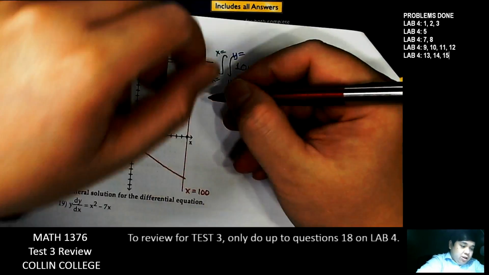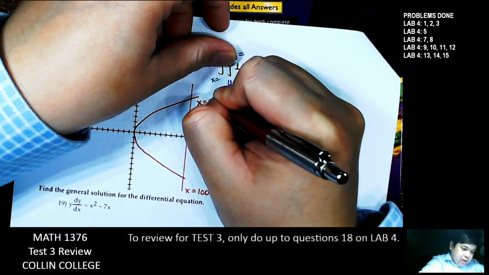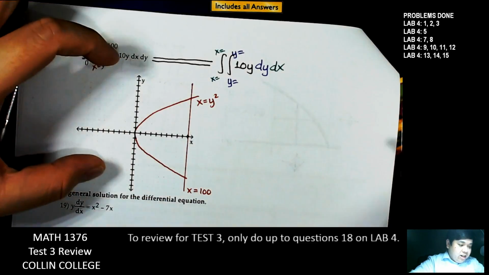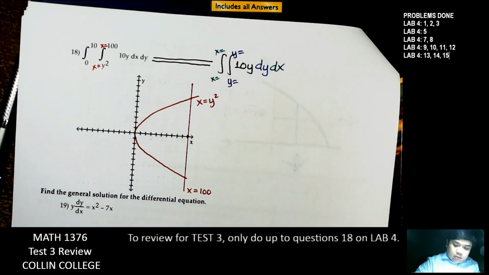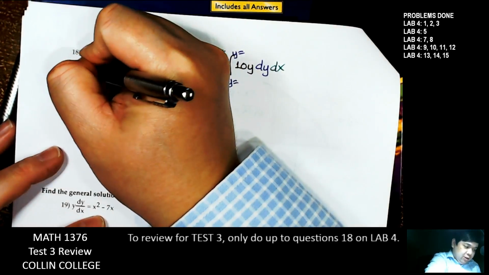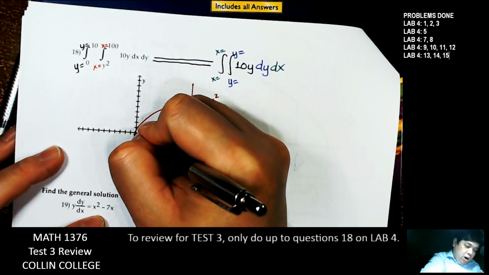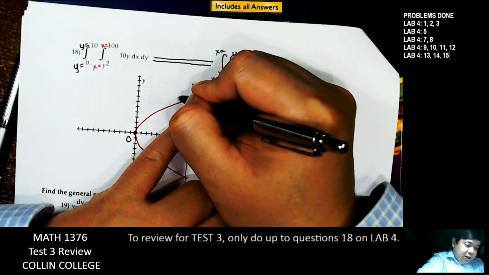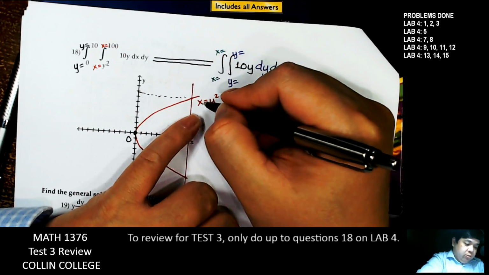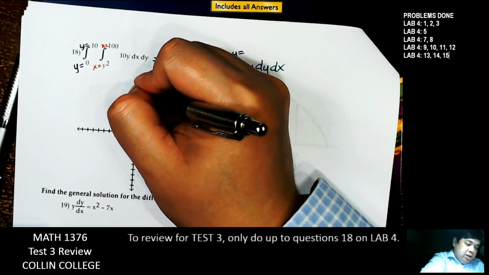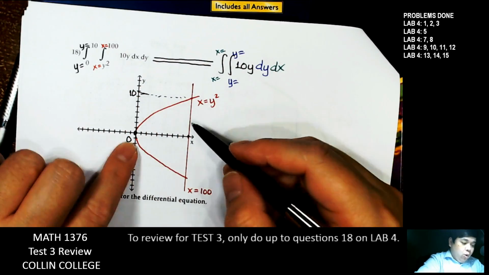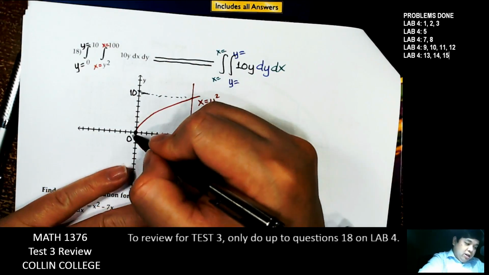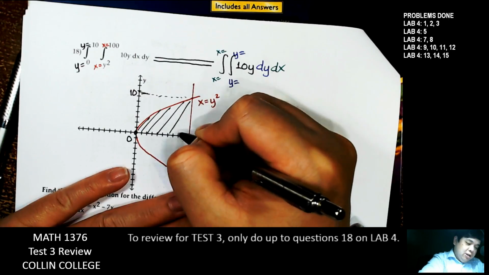Right. So this is x equal to y squared. And we go from y equals 0 to 10. Y equal to 0 is here. And because x equal to y squared, if y is 10, x is 100. So this is 10 for y. And we're only talking about the region when y equal to 0 to y equal to 10. So we only talk about this.